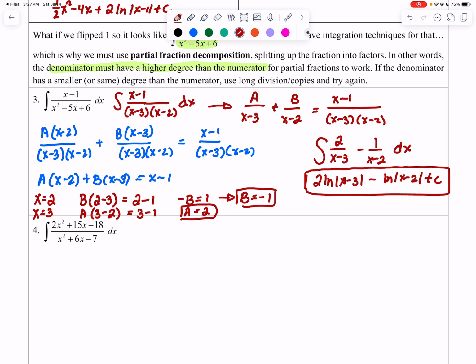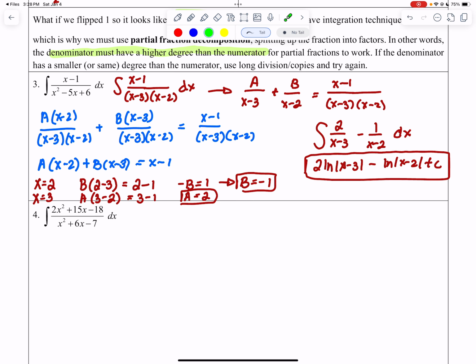So, as a review, what we're going to do is split this up into 2 fractions, find my a and b values by looking at what my LCD is and pretending if x is 2 and x is 3, basically whatever cancels out here so that we only have one variable. And then once we get those a and b values, plug it back into my integral and then integrate like normal.